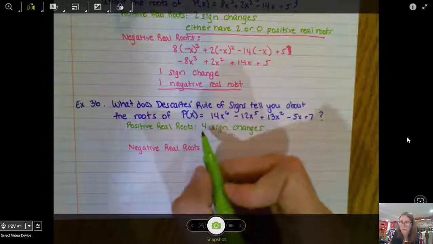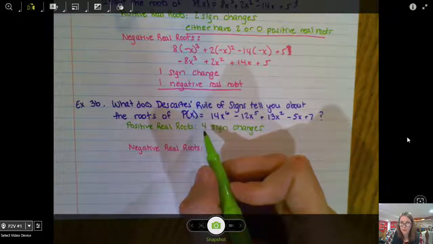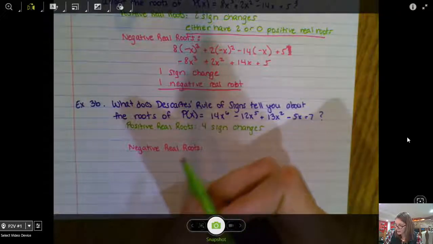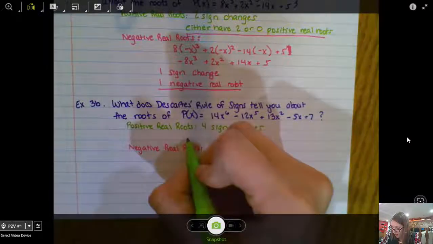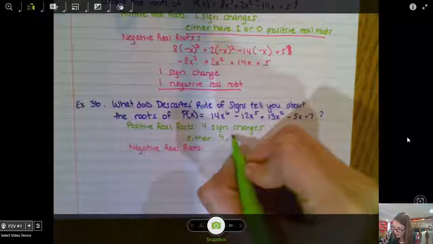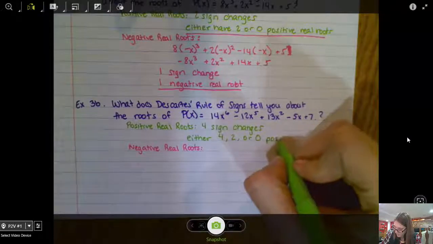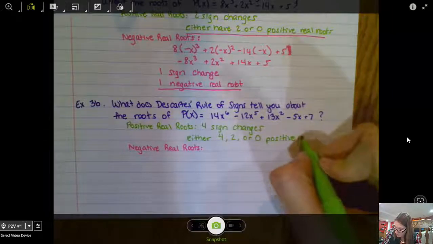So I could have this number of sign changes, I could have 4 positive real roots, or an even number less. So I could have either 4, 2, or 0 positive real roots.